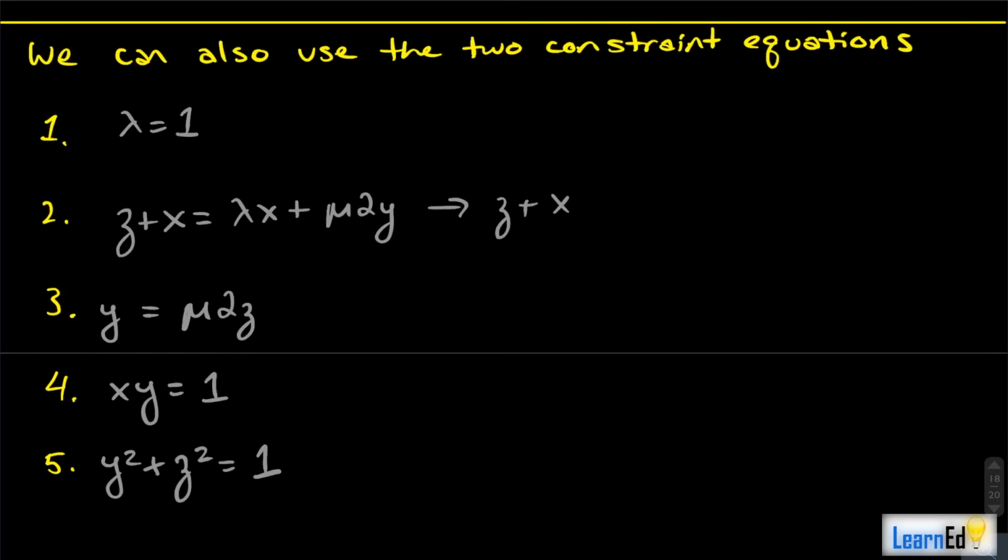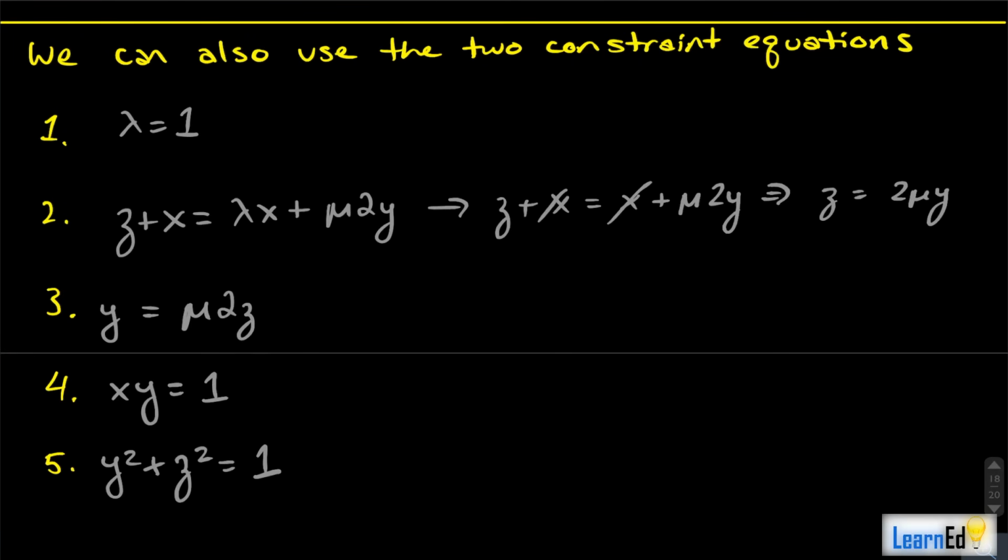We can say z plus x equals lambda is 1. Okay, we already found that up here, which is useful. So we can say that this is x plus mu times 2y. Okay, and the x's will just cancel off here. So we get that z is equal to mu, or we can just write this as 2 mu y. Okay, that looks a little nicer that way.